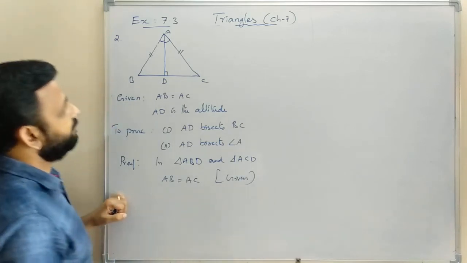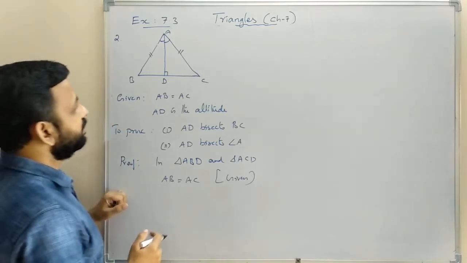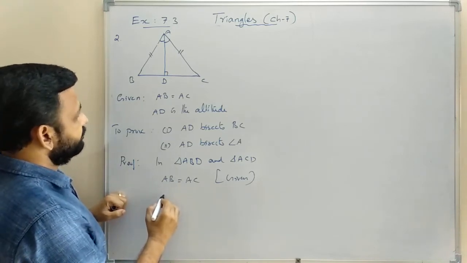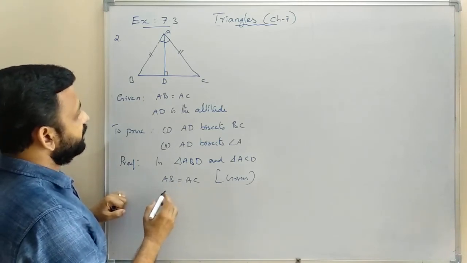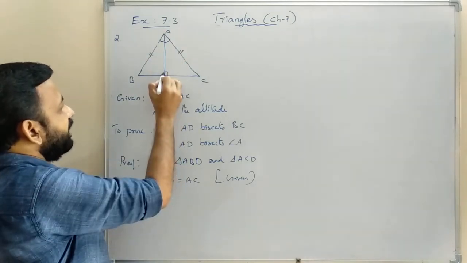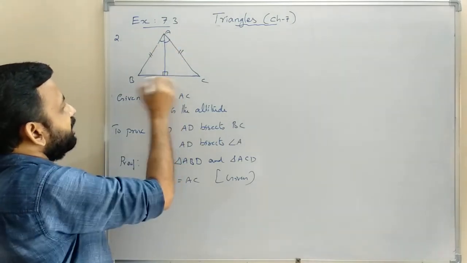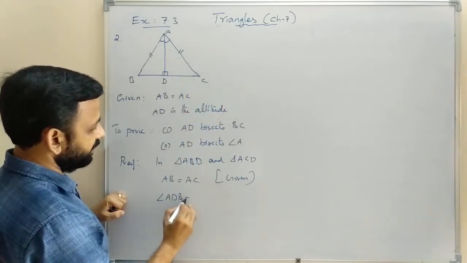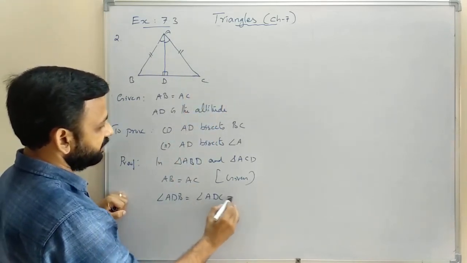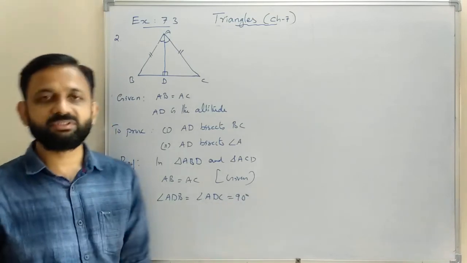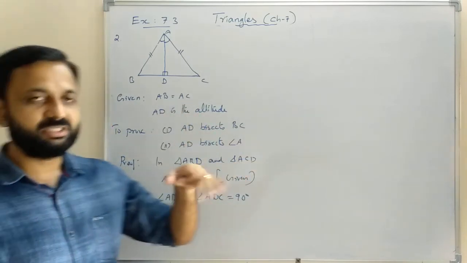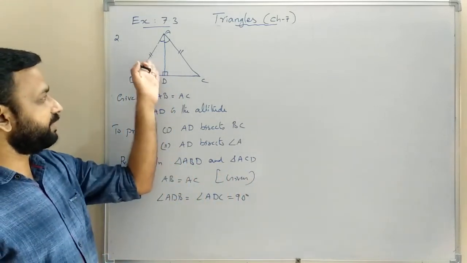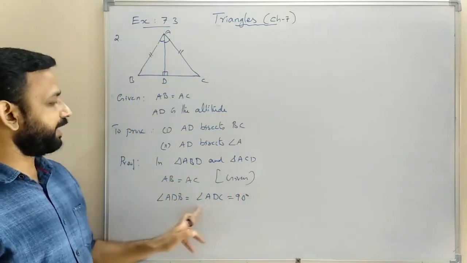Given, AB and AC are given. Then AB equal to AC, given. Then angle ADB equals angle ADC, because AD is perpendicular to BC. So angle ADB equals angle ADC equals 90 degrees, because AD is perpendicular to BC, so both the angles are equal to 90 degrees.